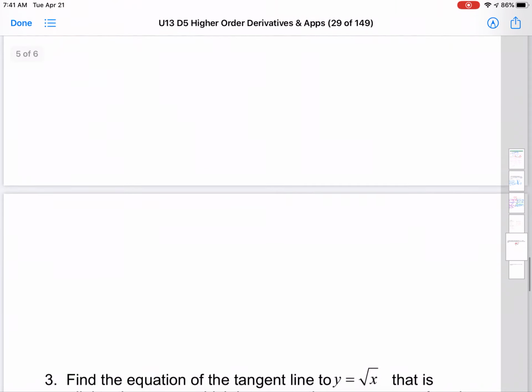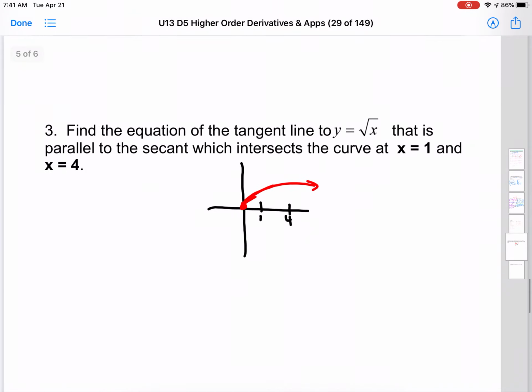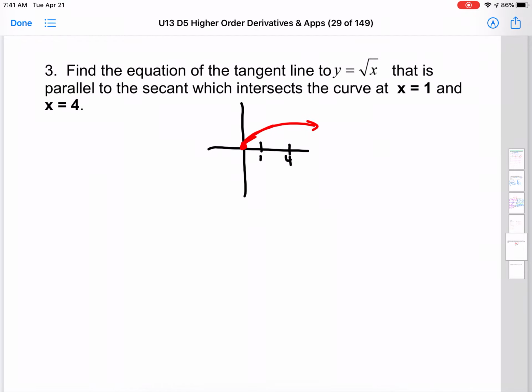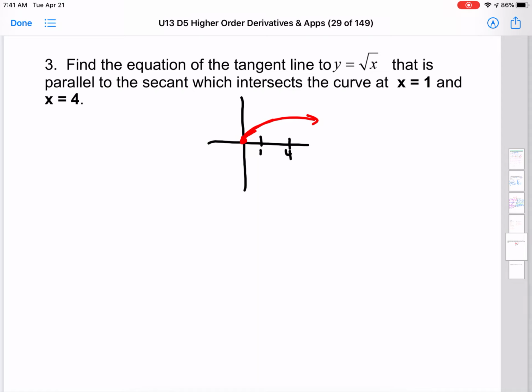Okay, and now one last question. So this one's definitely going to be tough. Just do the best you can to stay with me. If you can't, it's okay, but give it a shot. All right, so it says, find the equation of the tangent line to y equals rad x that is parallel to the secant, which intersects the curve at x equals 1 and x equals 4.